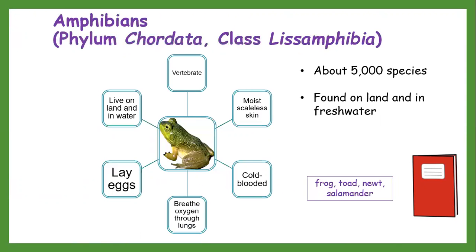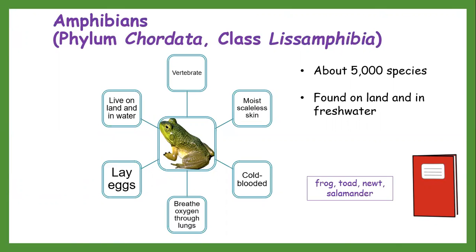Okay, let's move on to the next group. Amphibians. So amphibians have vertebrae. They have moist, scaleless skin. They are also cold-blooded. They breathe oxygen through lungs. They lay eggs. They live on land and in water also.